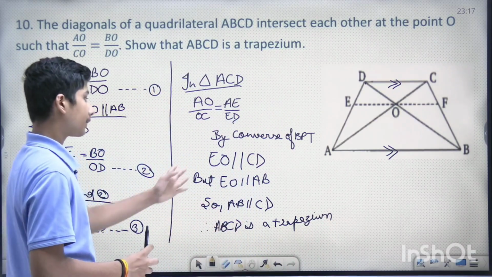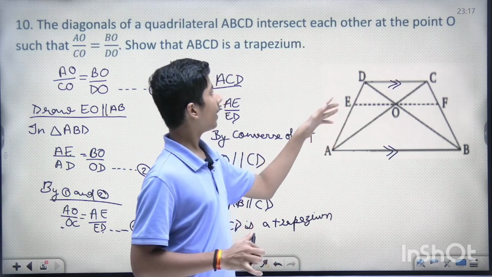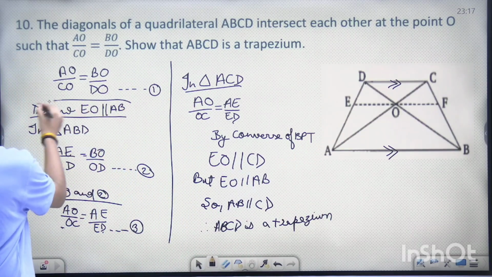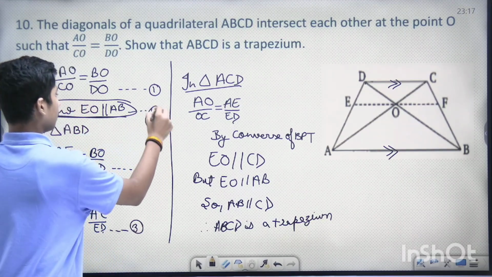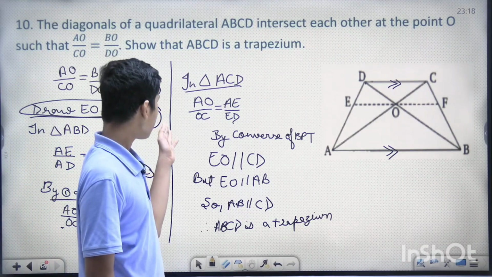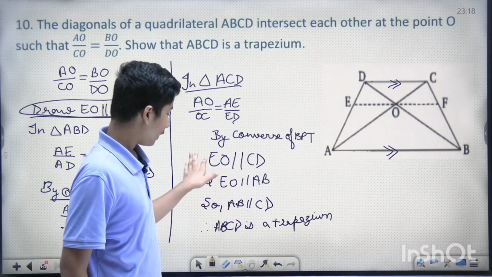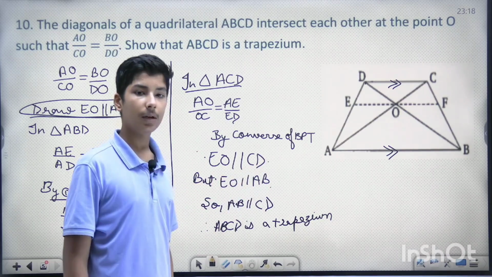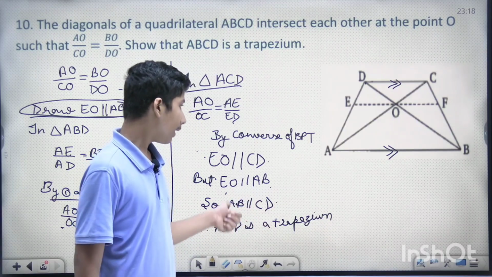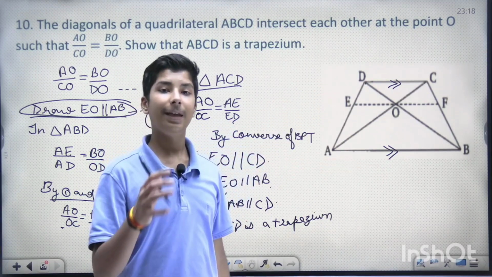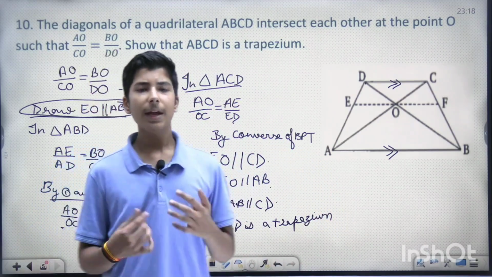See, now what I did, EO was parallel to CD and EO was also parallel to AB because we have drawn it by construction here. So this was equation 4, and we got EO was parallel to AB. So LHS are parallel, so RHS will also be parallel. So we got AB parallel to CD. If these both sides are parallel, then it is a trapezium, as I told you in the starting. So hence we got our answer. And here our exercise ends.